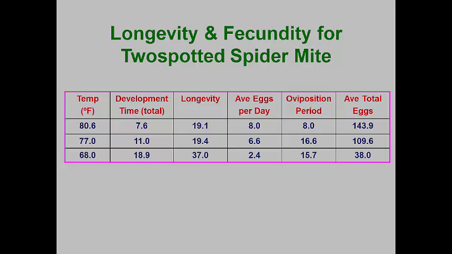Humidity also has a significant effect on warm season mite populations. Moderate humidity is best. In extremely humid situations where regular rainfall occurs, the mites often get fungal diseases. At low humidity conditions, they tend to desiccate and die.